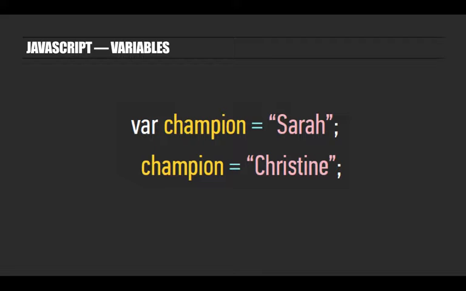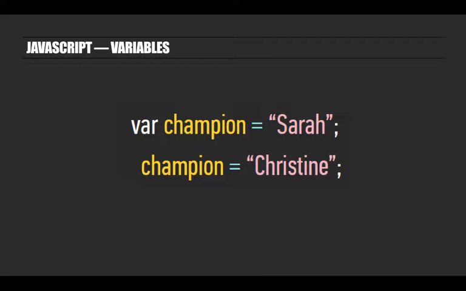So what's going on here? Any idea? You're storing the names of the champions. Yeah, so right here, I'm making this variable called champion, and I'm setting it equal to Sarah. But then I'm overwriting it in this line. I'm saying champion is now equal to Christine. So now when I check the value of champion, it's going to be Christine. It's no longer going to be Sarah because I overwrote it.